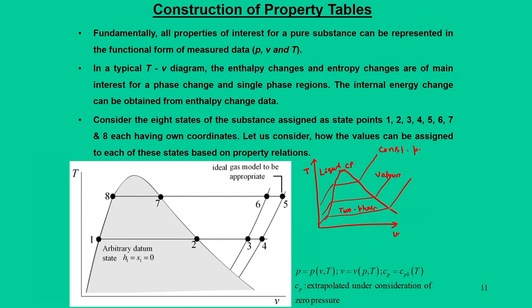Now the question arises, how did you get this data for a given situation? In fact, the property relations that we have derived in this module are useful to get all these things. So this is one such case. Another such case we can draw as a pressure volume diagram with the same dome. We can also draw constant temperature lines. So, in the pressure volume diagram, we can draw constant temperature lines. So, these are constant T.